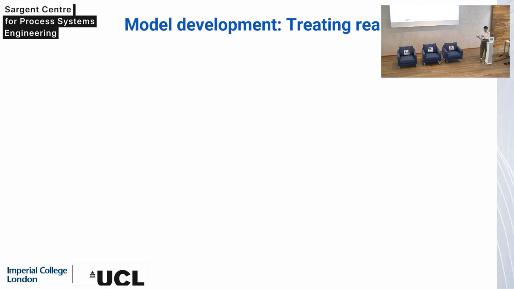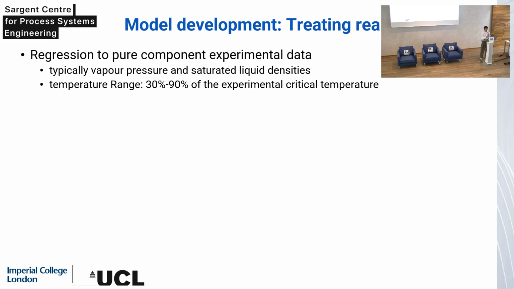Once we have the theory developed and we confirm good agreement with simulation, we're still in the realm of theory, if you want. Then we treat real fluids. How do we do this? We need to regress using pure component data. In the end, we have a number of parameters to address.